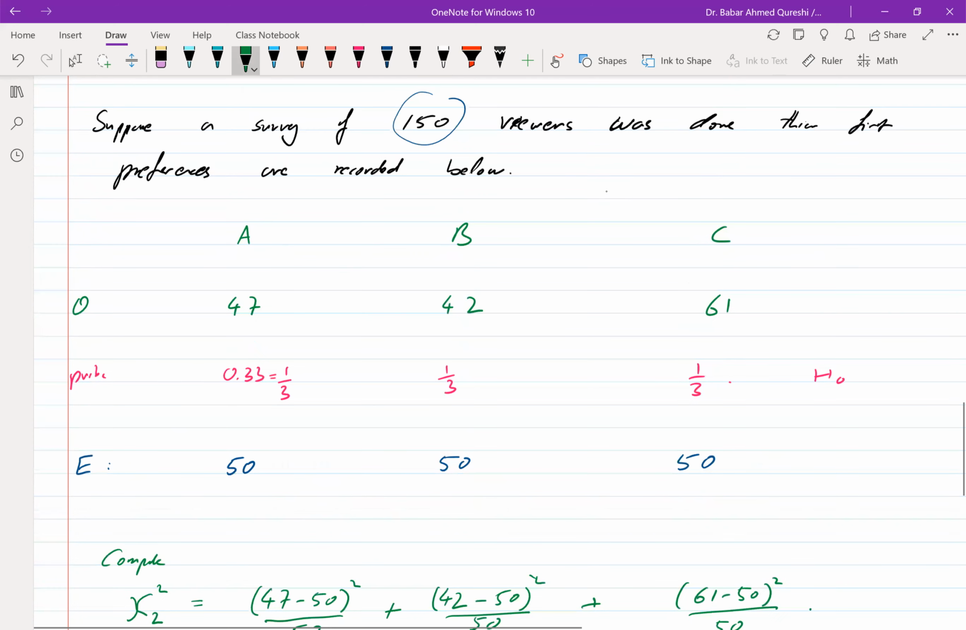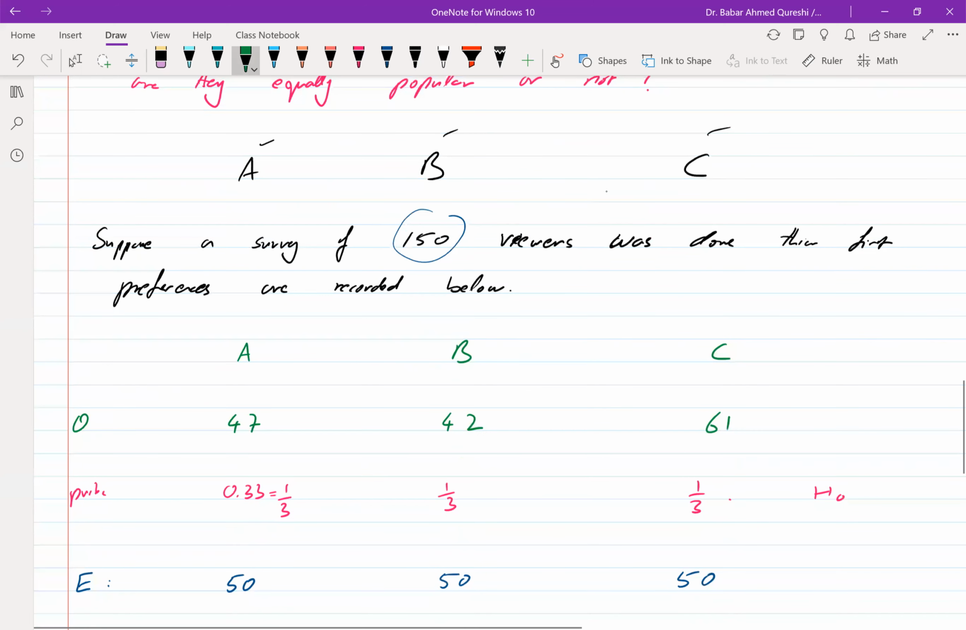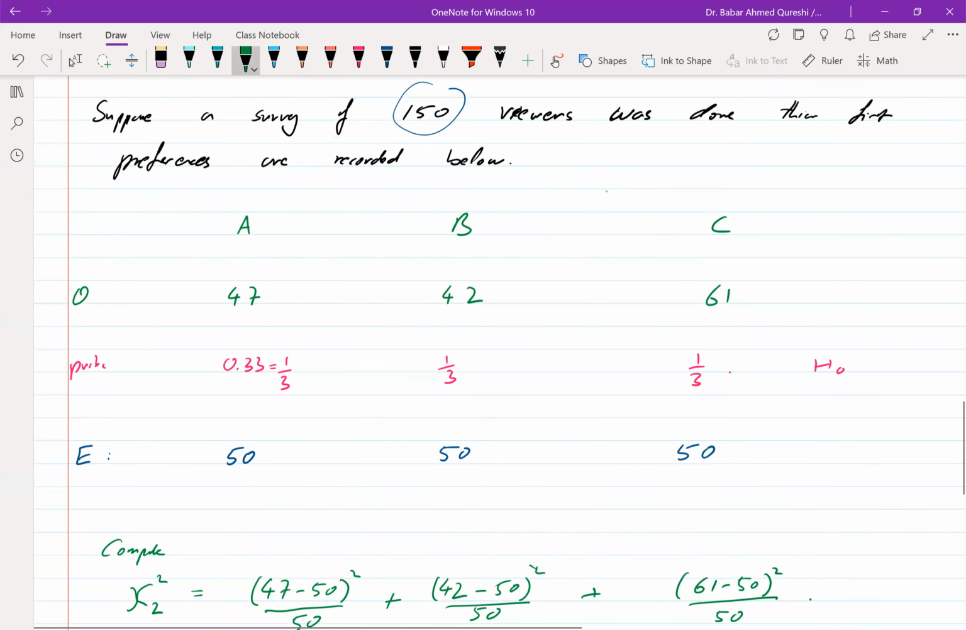Oh, because this is the null hypothesis I wanted to test. So see, what's the question? You want to test, are they equally popular or not? So I start with my null hypothesis that they are equally popular. So equally popular means that the probabilities are 1/3, 1/3, 1/3. Because the total probability is going to be 1.